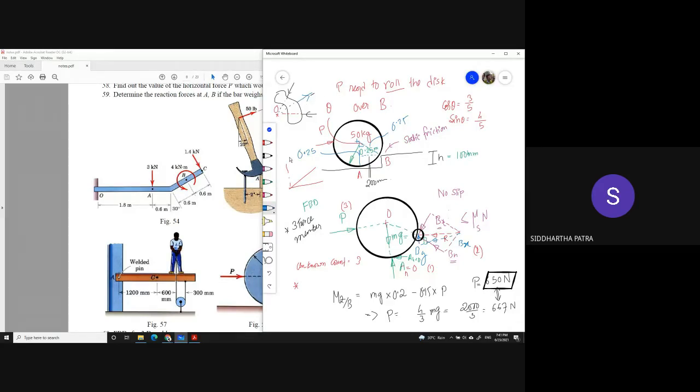So in order for this rigid body to be in equilibrium, the third force must also pass through the point of intersection of the lines of action of the other two. That's quite a big statement, but I hope you understand what it means.